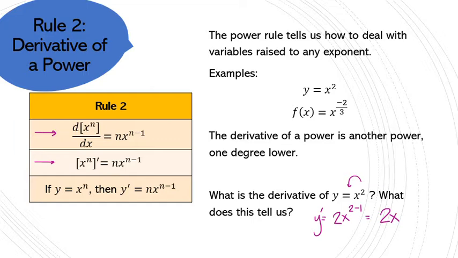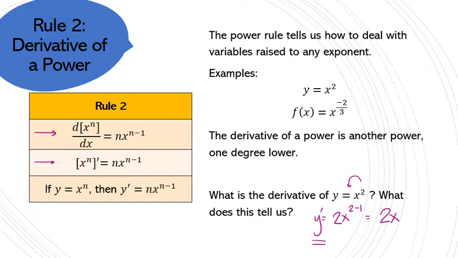So what does this tell us? This tells us on the graph of the equation of y equals x squared, if I want to find the slope of any point, x equals 5, x equals negative 20, this will give it to us. When x equals 5, the slope at that point of the graph is 2 times 5 equals 10.